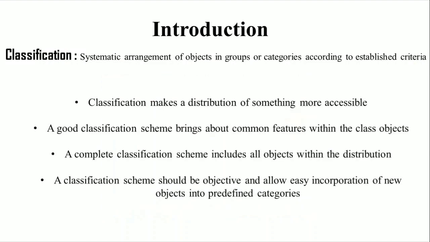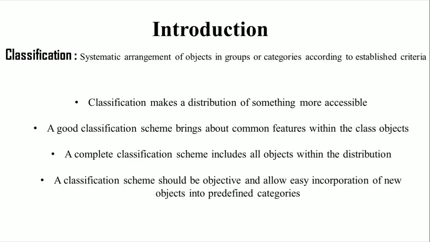So let's try to summarize this understanding of classification. We see that a good classification scheme makes the distribution of something more accessible, which we understood from the library example. And we see that we can have many ways to classify a distribution of something, and not all of them would be good. So a good classification scheme should include all the objects within the distribution. It shouldn't leave out any object.